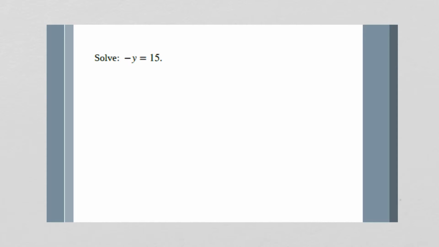Okay, this one appears as though it might already be solved for you, but it's not, because notice you have the minus sign in front of the y. So really, what number is there? I want you guys to realize that this is the same as -1y is equal to 15.